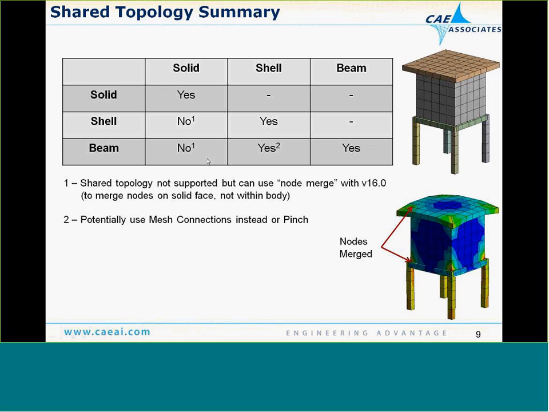We'll talk about that. And then if you're combining shells and beams, that can be handled directly with shared topology, but there are also some other options for connecting up different types of topology not using shared topology. Those are mesh connections and things like that, which we'll talk about. So we just focus on shell and beam for a second to talk about all the possible ways you could connect up and join a continuous mesh.